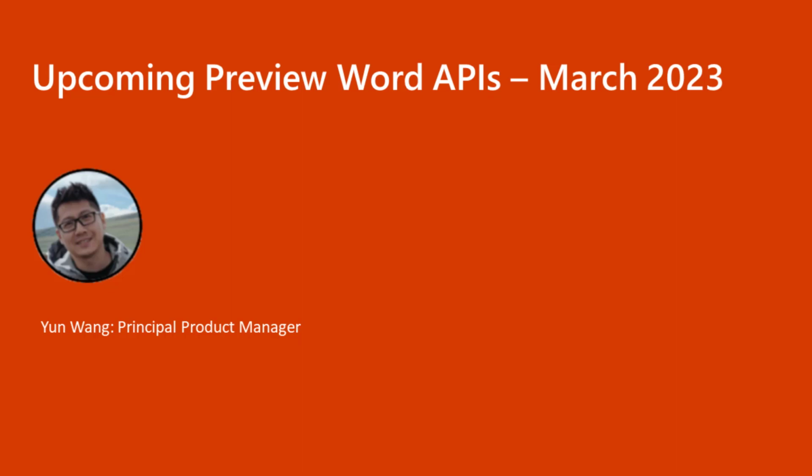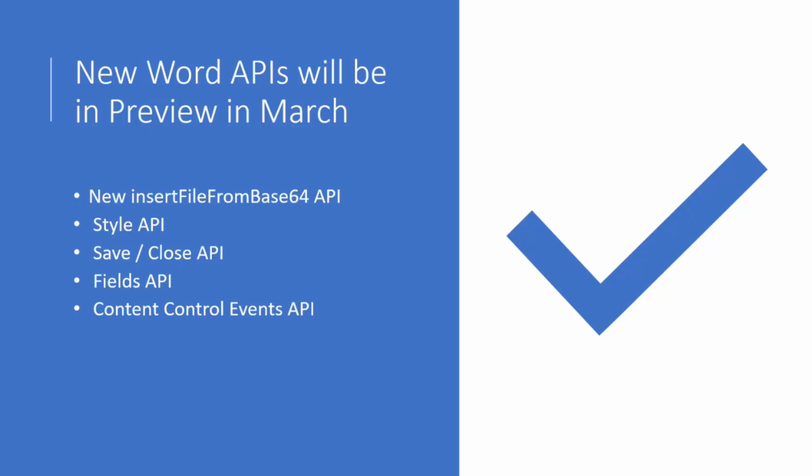Hello everyone. My name is Yoon, and I am the product manager for Word Extensibility. And today I will talk about upcoming preview Word APIs. So in March, we will release several sets of APIs, and I will quickly go through each API set today. And hopefully we can have further detailed introductions of each one in upcoming community calls.